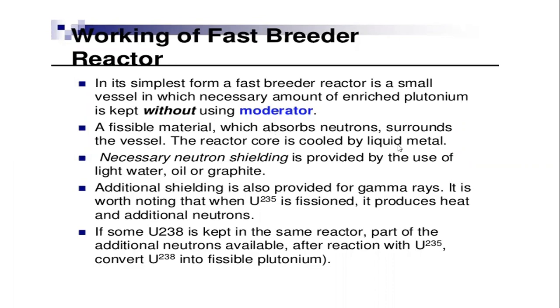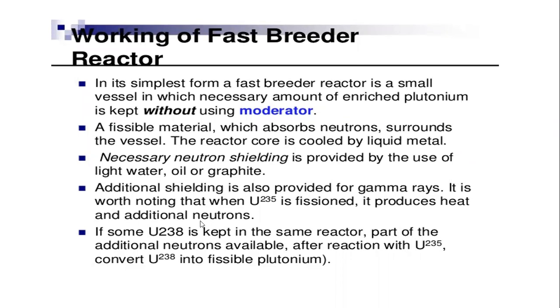That absorbs the neutrons. Okay, therefore the reactor core is cooled by the sodium. Necessary neutron shielding is provided by the use of light water. The shielding is done by using oil, graphite or light water. Additional shielding is provided for the gamma rays. Okay, these are very dangerous rays, so for that we are using additional shielding.